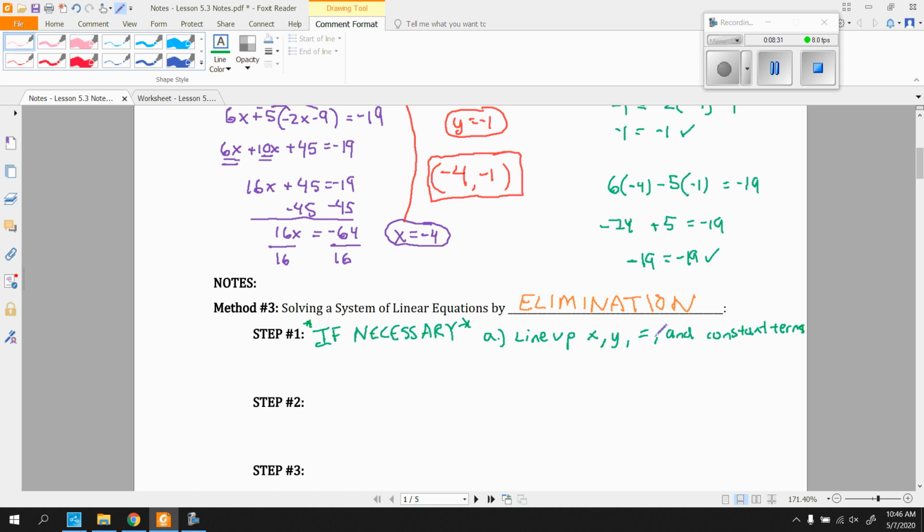Okay? So what that means is line them up. We want the x's above the x's. We want the y's above the y's. We want the equals above the equals. And then the constant, remember, is just a number. We want the numbers above the numbers. So I'll show them head to head.